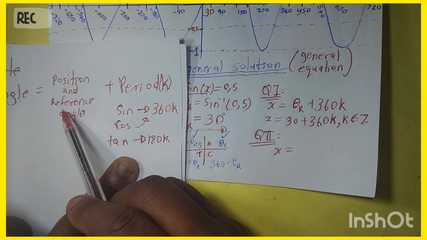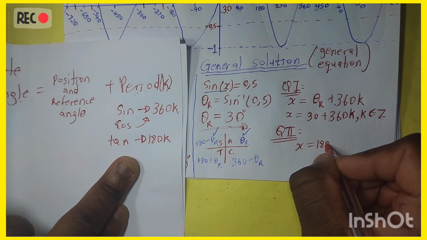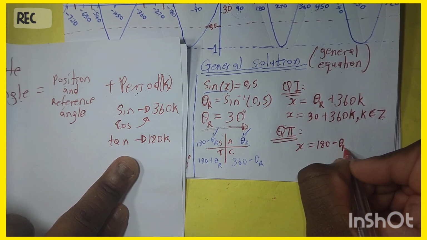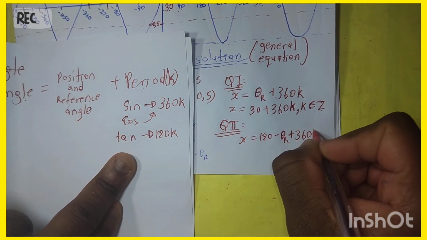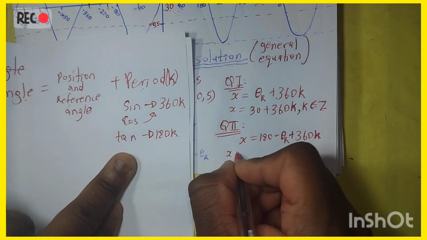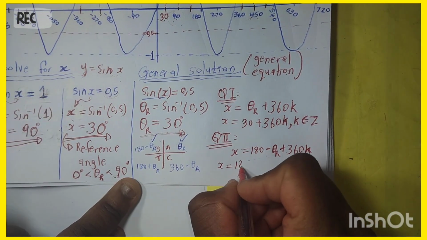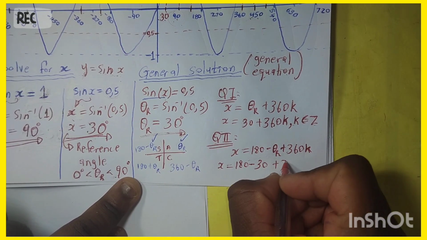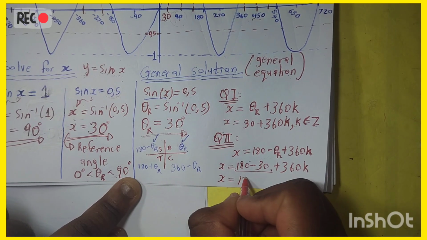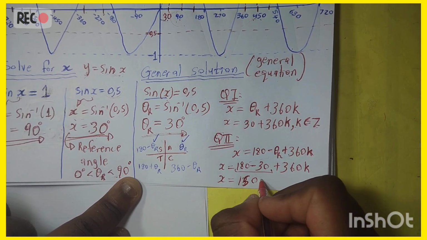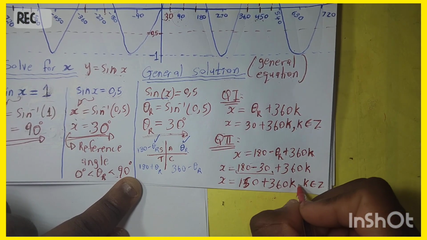The position, guys, in the second quadrant is this one, minus the reference angle. At the same time, I'll just say plus 360k there. So when I substitute here, I know now my reference angle there is 30, plus 360k. Both of those two things are numbers. They will give me 150 there. If I press the calculator, k is an element of the integers there.